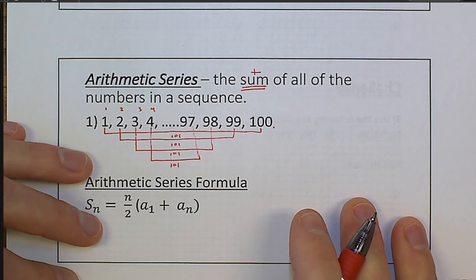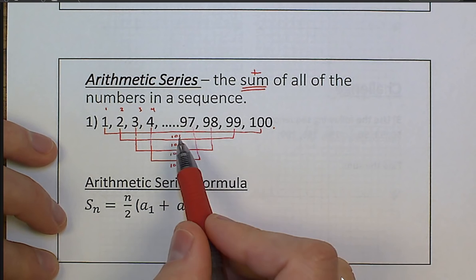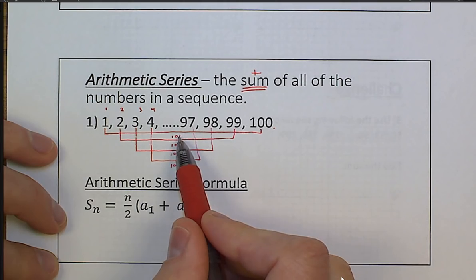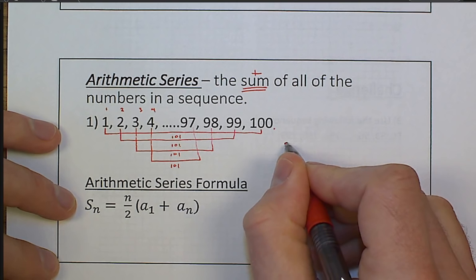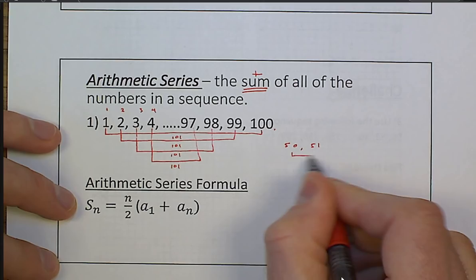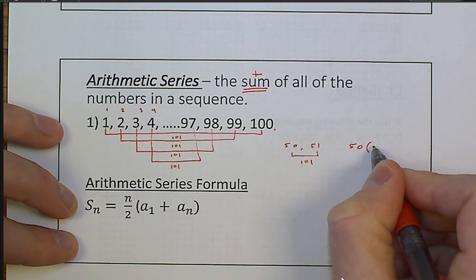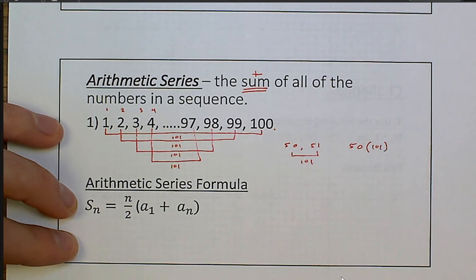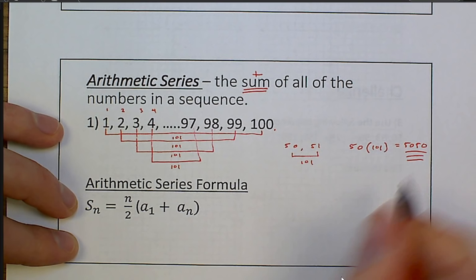And so what we want to figure out here is, okay, how many times is 101 represented in this sequence? Well, you're going to get to 50, 51 is going to be your last. When you add them together, you get 101. So you're going to have 50 101s, right? So you would take 50 times 101, because there's going to be 50 of them. So 50 times 101, and you get 5,050. And that is actually the answer to this problem.